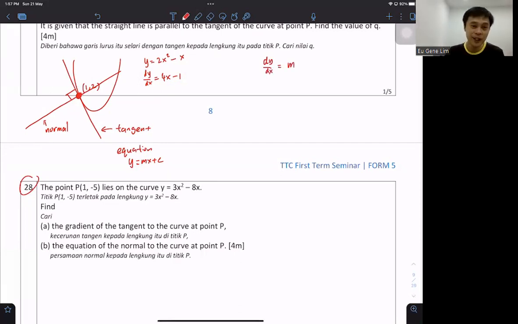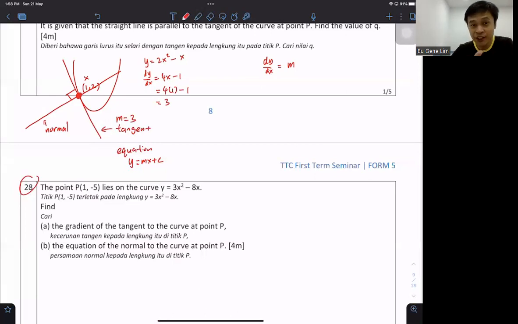So how to find the gradient? Here dy/dx equals 4x minus 1, right? The x is the point. You see, x is 1. You sub, you get 4(1) minus 1. Then you get 3. Meaning the tangent gradient is 3.